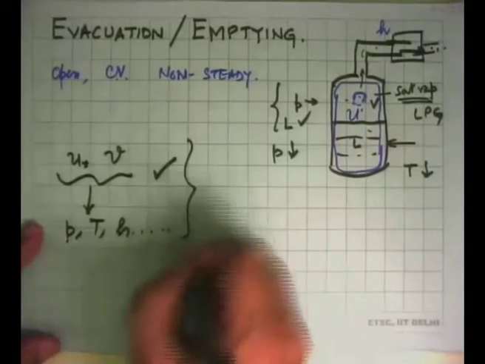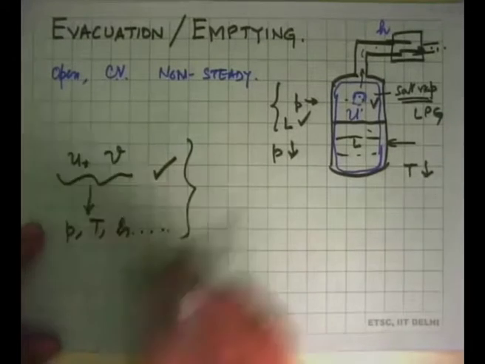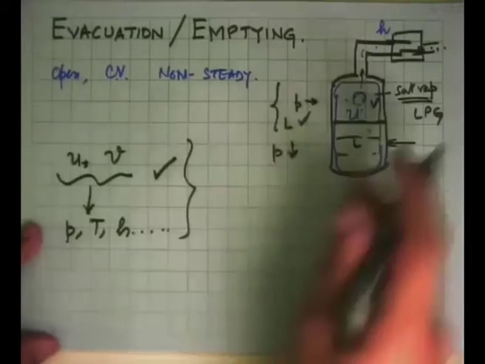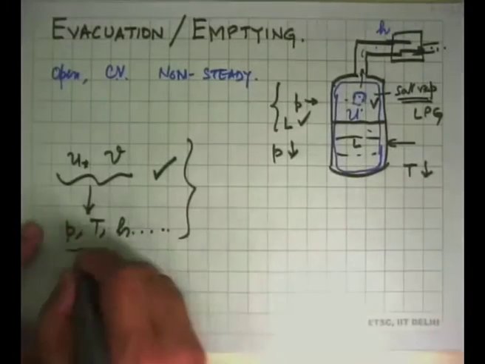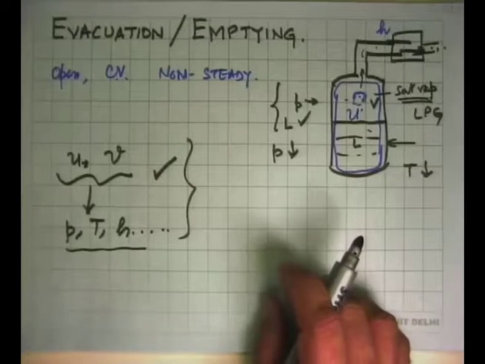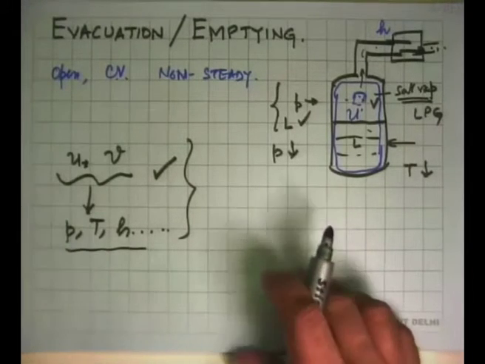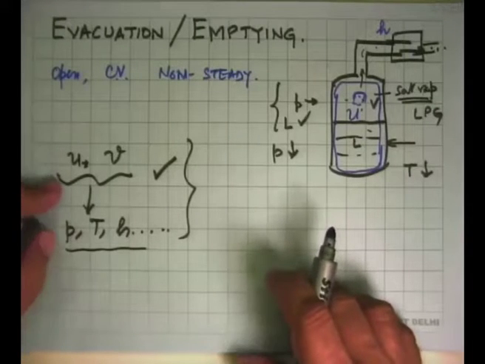It's not all that straightforward a calculation, but even if you get to the point where U and V are correctly identified, the state is fully known, you can say, well, at least 99% of the problem has been solved, and 1% is to use the property tables and get these values. So you can even quit at this point. So that is one of the issues of filling and emptying.